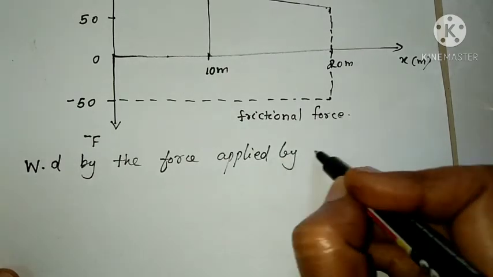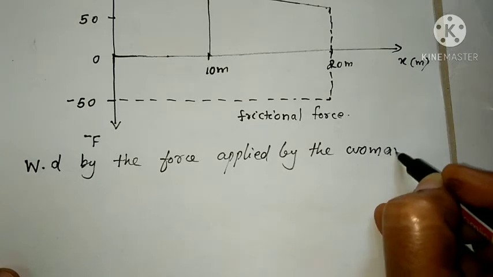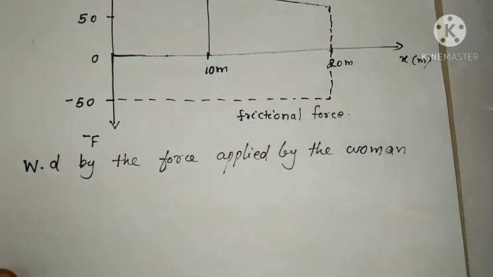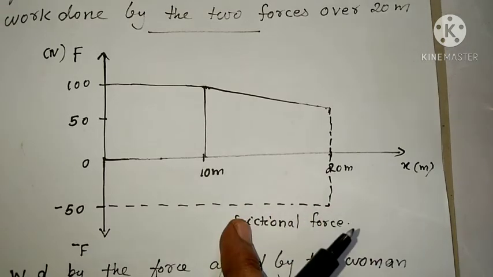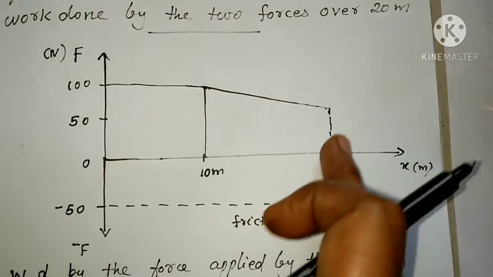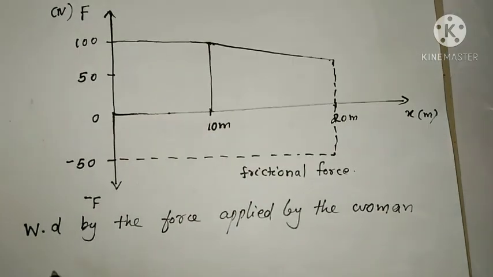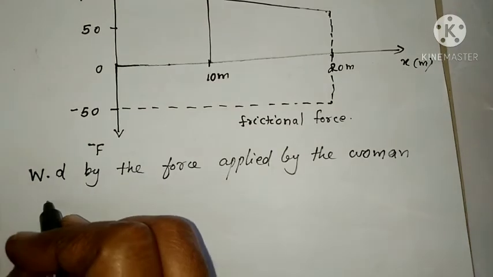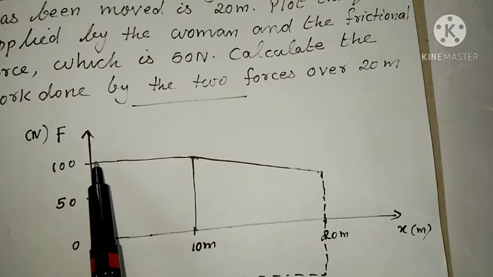Here the forces are variable. How is it variable? First the 100 Newton force, then the 50 Newton force. So the force is variable. When the force is variable, how can you find the work done? It is equal to the area under the graph. Clear? So we can write the work done by the applied force, W_F, equal to the area under the graph.